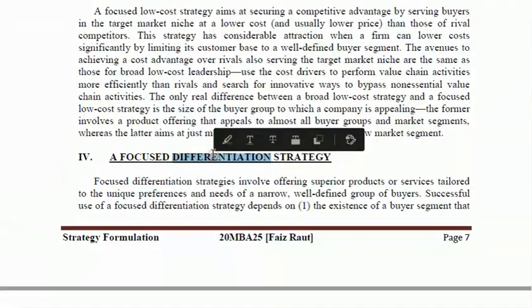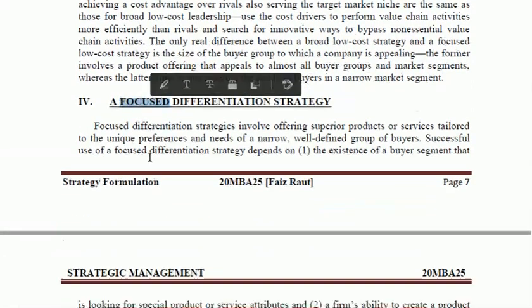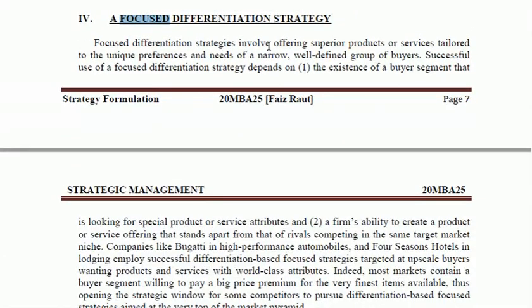From the name itself, differentiation, I'll be creating a differentiated product or service for specific kinds of people in the niche market. So that's the reason it is a focus differentiation strategy. It depends upon the existence of a buyer segment that is looking for special product or service attributes. Just for example, for a baby product, baby shampoo will be a kind of niche product. There will be very few babies who have that much hair, and yet the parents will be applying shampoo for those.